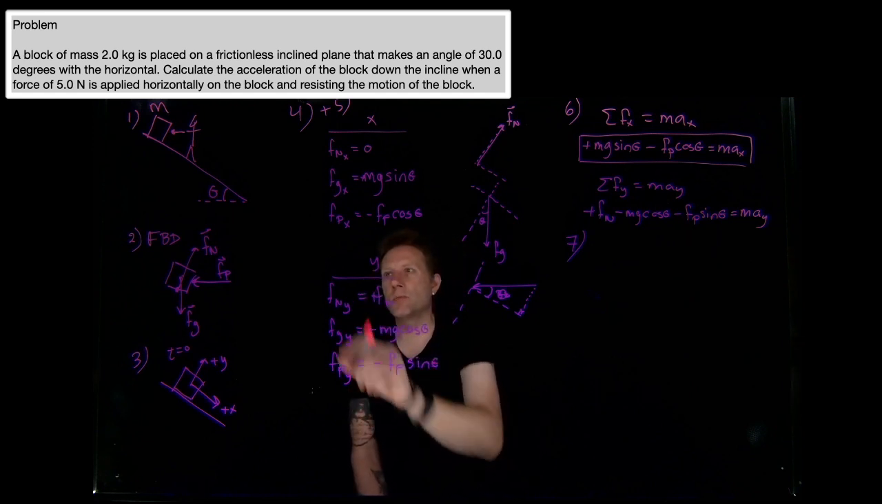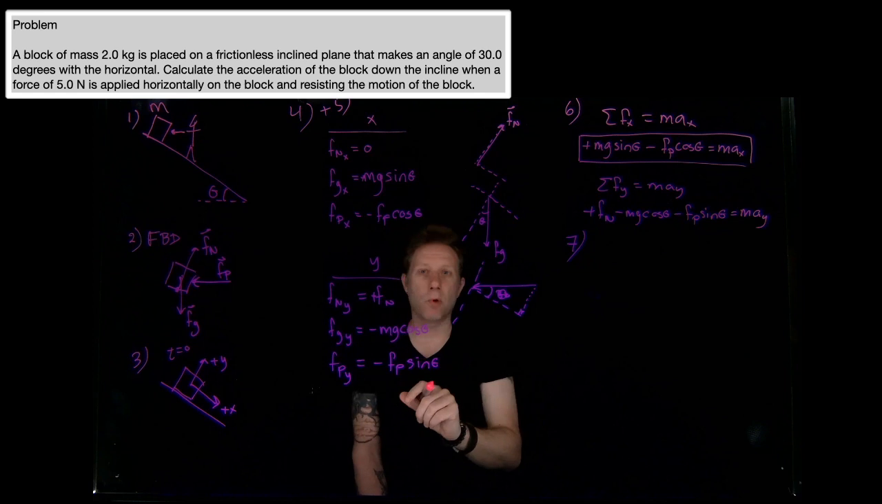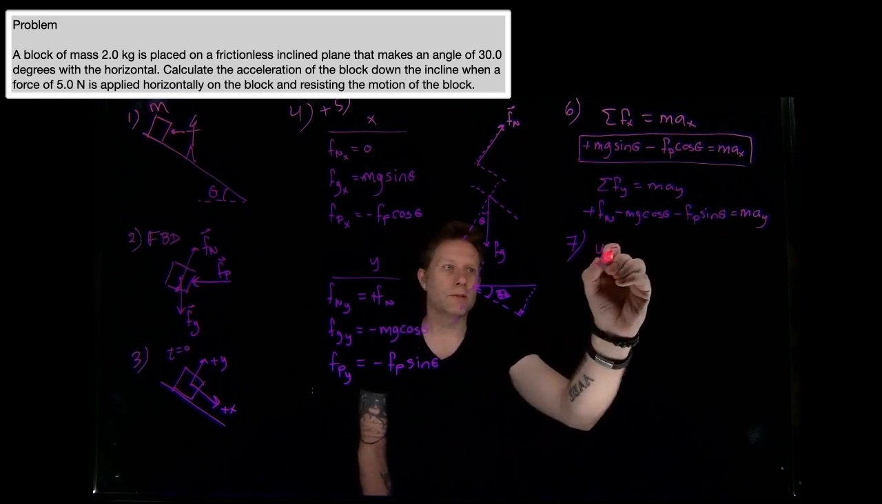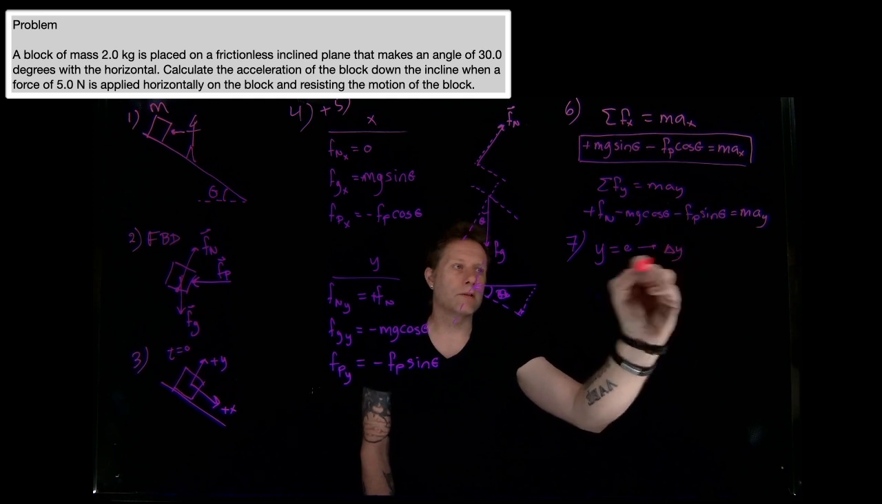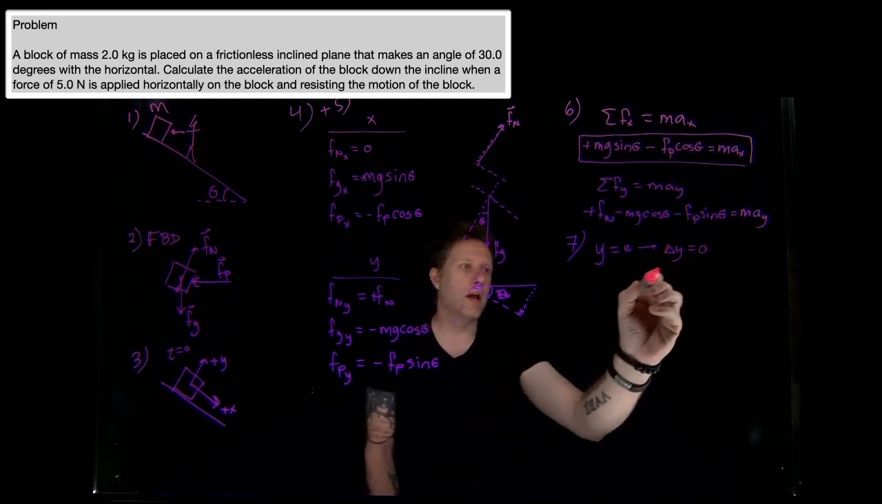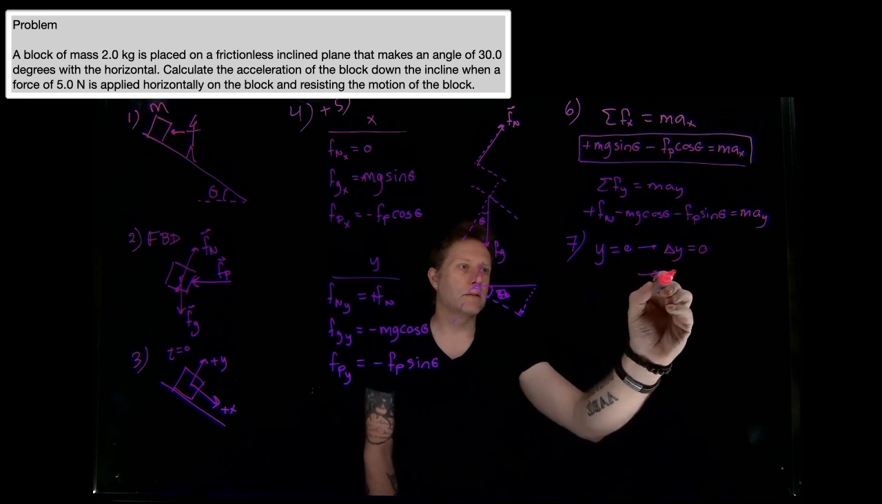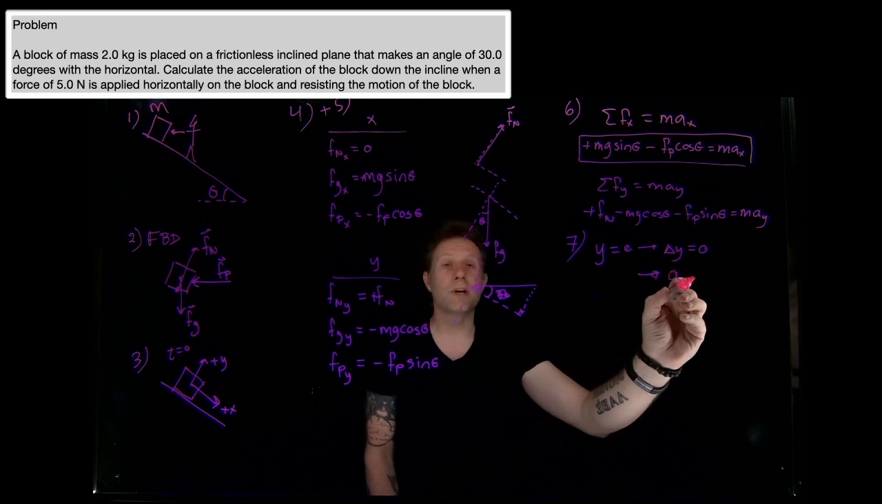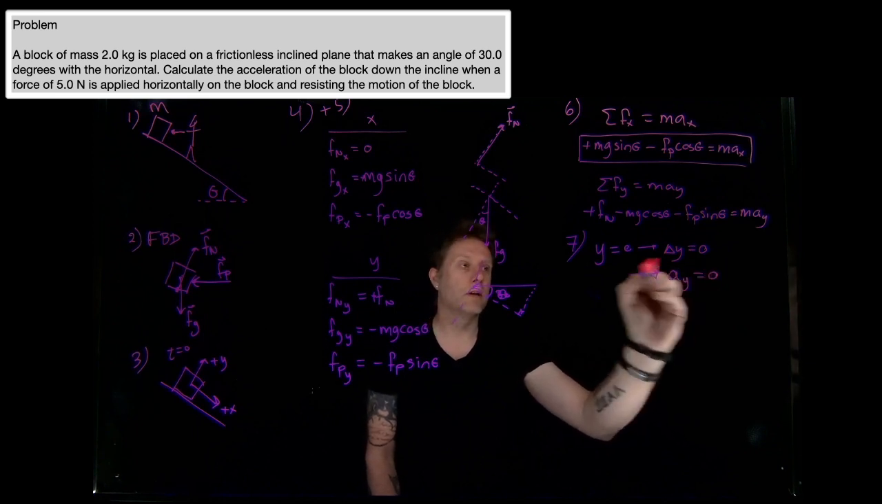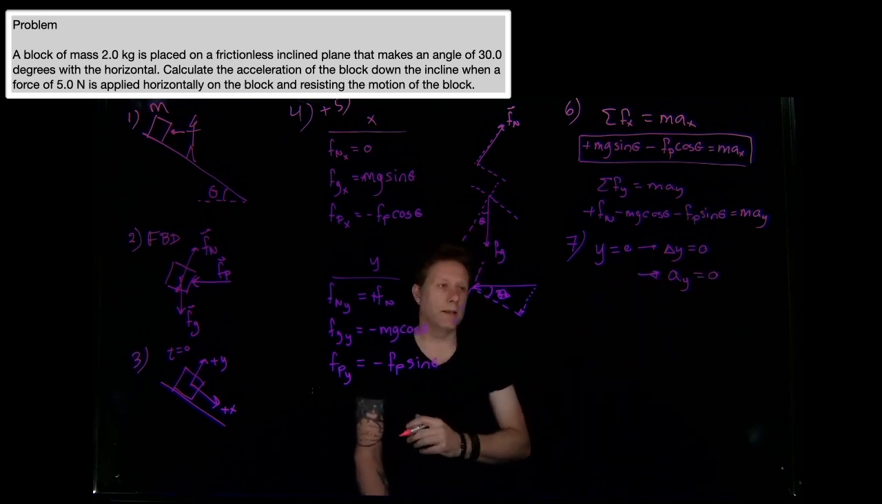And that means that no matter where we are along that surface, the y coordinate must be equal to 0. That also implies that there's no change in y. So delta y is equal to 0. And that implies that there's no change in motion for sure in the y direction. And that means the acceleration is 0.